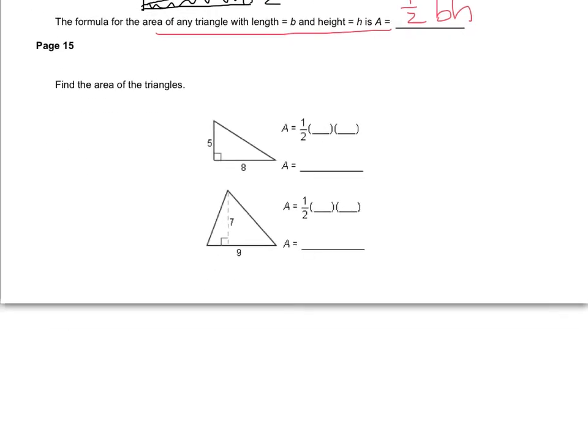So I'm supposed to find the area of these two, so it says area equals 1/2, my base is 8, my height is 5, so it'd be 1/2 times 8 times 5. If I put that in the calculator, it's going to give me 20. For the next one, my base is 9, my height is 7, and so 1/2 times 9 times 7 is going to give me 31.5, so that would be my area.